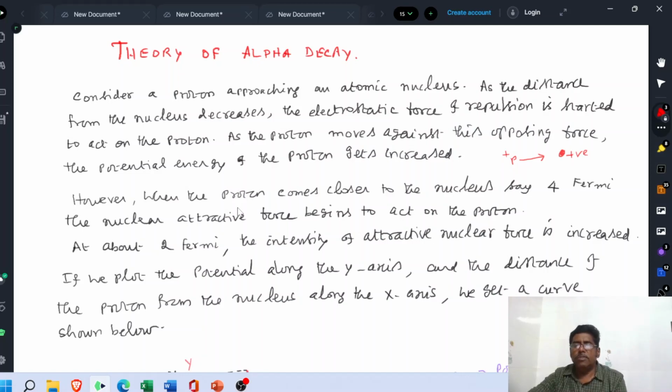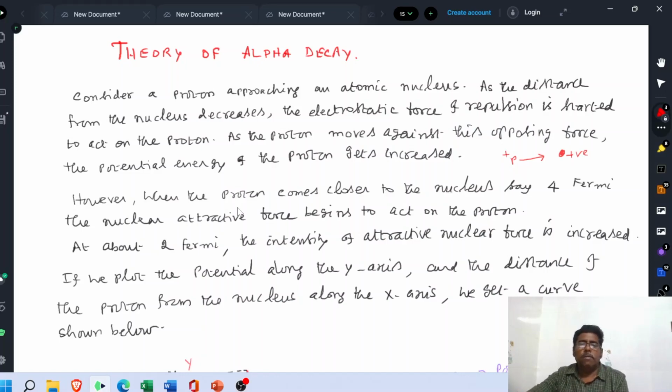You know the definition of potential. Work done in moving a unit positive charge from infinite distance to a particular point against the opposing force is called potential at that point. So with respect to the distance of separation, the value of potential is justified. If the distance of separation is less, the potential would be more.